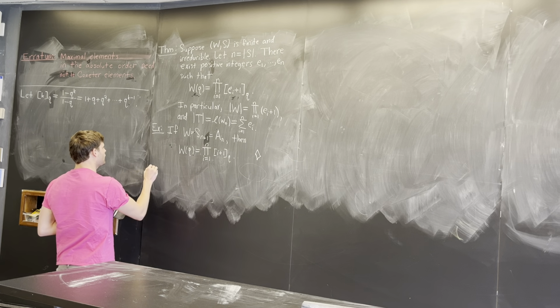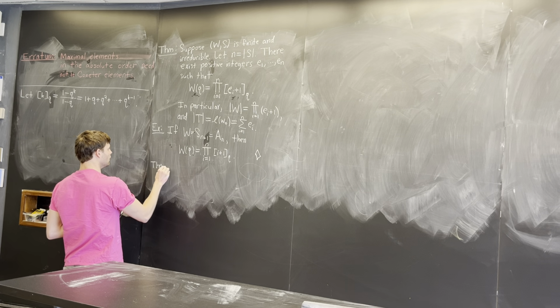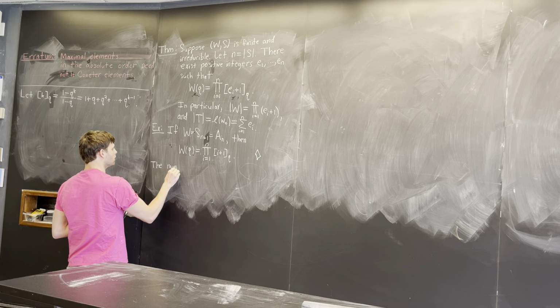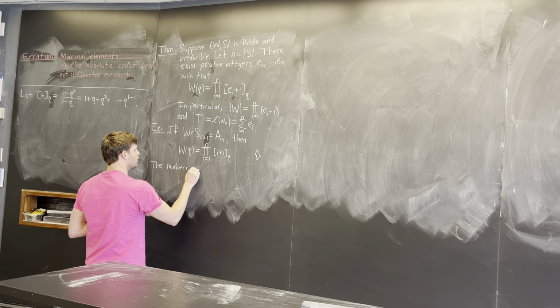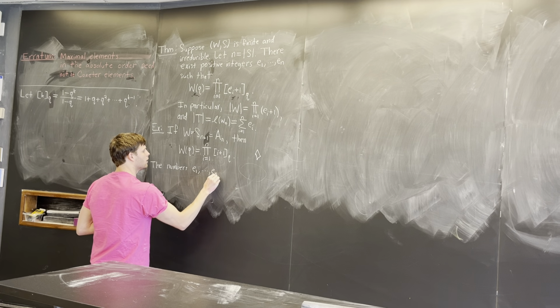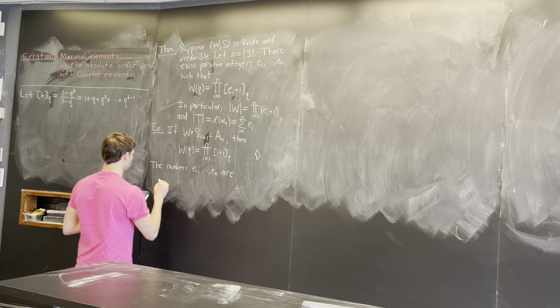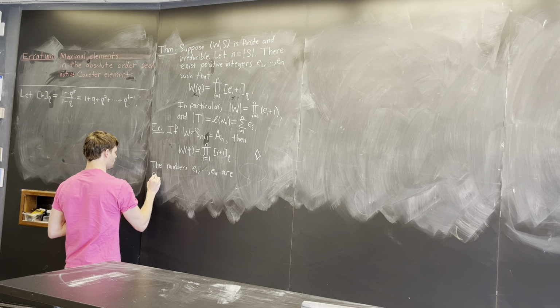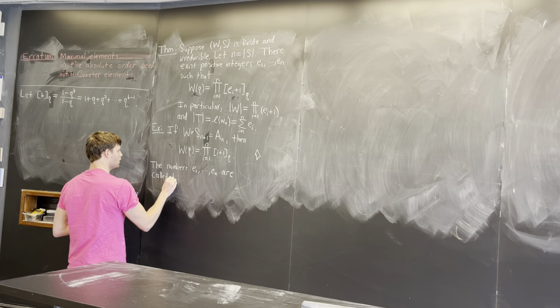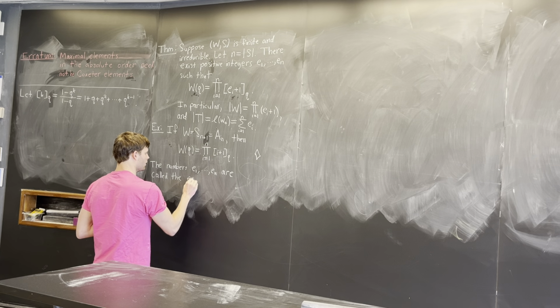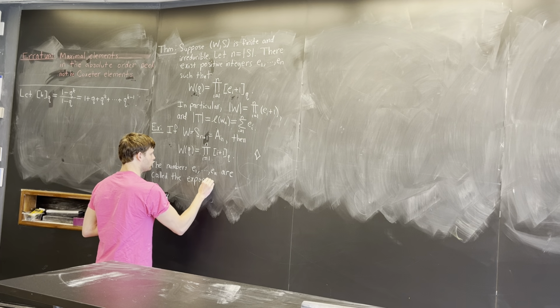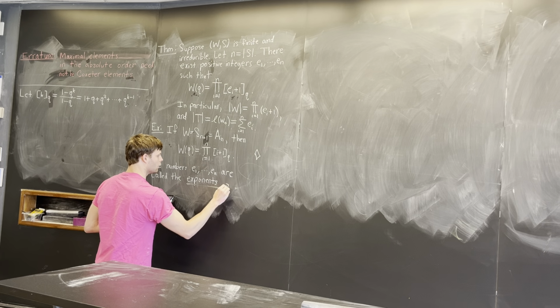So the e_i are called the exponents of the group. The numbers e_1 through e_n are called the exponents of W.